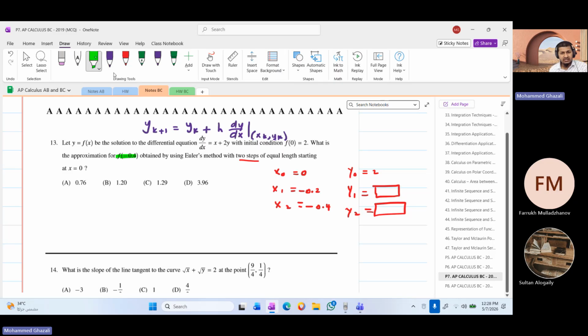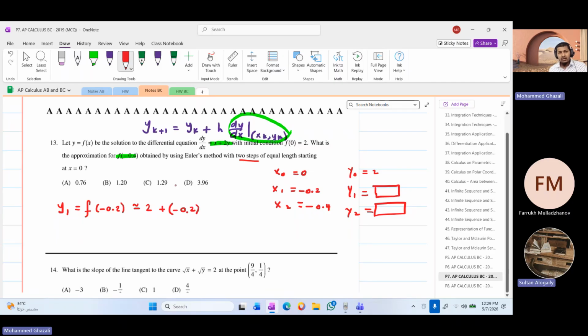What is your dy/dx? The function values, which is basically your slope. So what are we finding now? y1, which is being evaluated at negative 0.2, f of negative 0.2. This is y1, which means k is 0. So y1 is equal to yk, which is 2, plus, what's your step size? Negative 0.2.